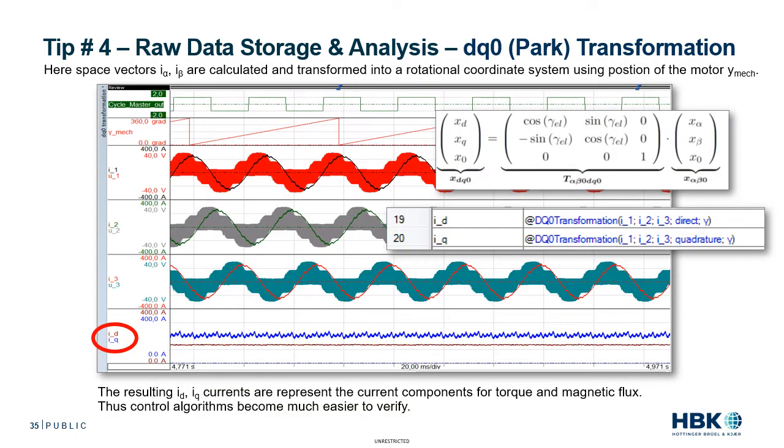For DQ0 transformation, also known as Park transformation, you need the angle of the motor, called YMEC in this example, to transform the space vectors I alpha and I beta into a rotational coordinate system. So the resulting D and Q traces are directly a measure of torque and flux and are basically DC values with some ripple, so now the motor can be easily understood.